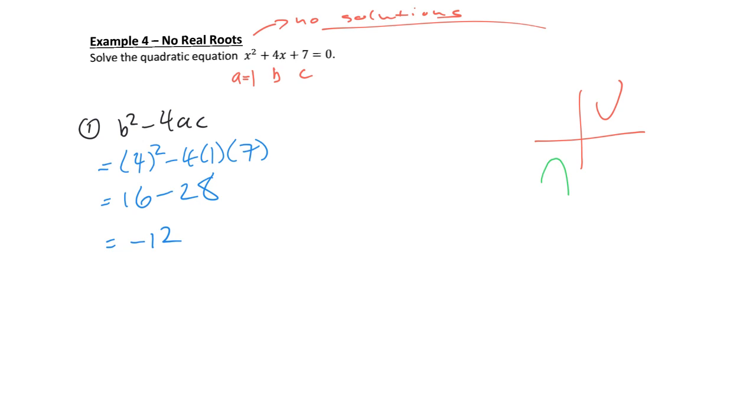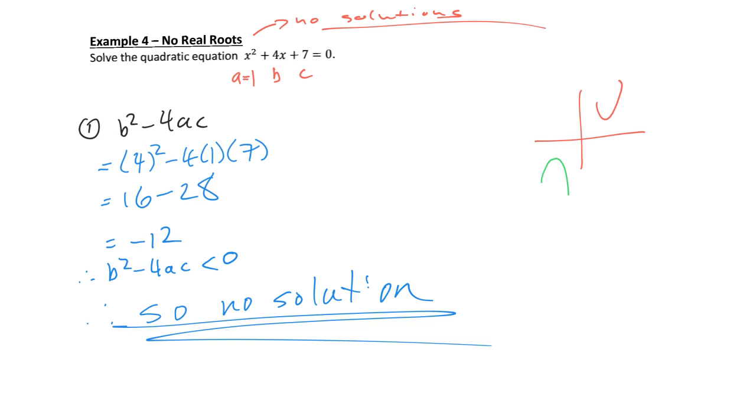So we're just literally going to say the following: therefore, b squared minus 4ac is less than 0. So there's no solution. And guess what? We stop. We don't do anything else. We're done. We do not pass go. We do not substitute into our quadratic equation. We are done.